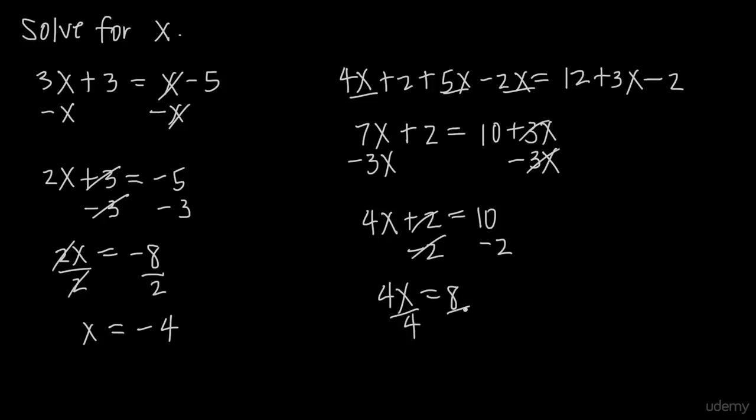Dividing both sides by 4, always keeping the equation balanced and doing the same thing to both sides. 4 over 4 is 1, and 1 times x is still just x, so we get x is equal to, a positive divided by a positive is going to be a positive. 8 divided by 4 is 2, so we get a final answer of x = 2. So that's how you go about solving for your variable when you have the variable on both sides of the equation.